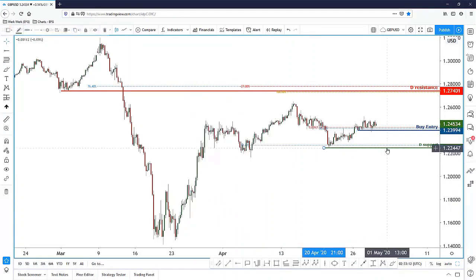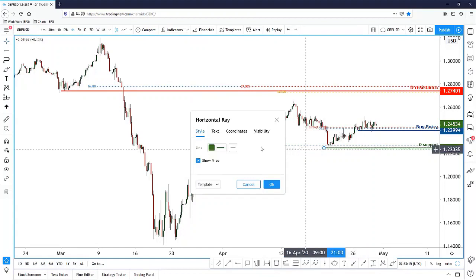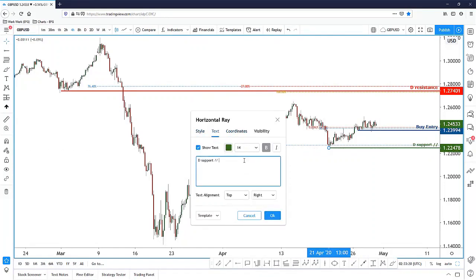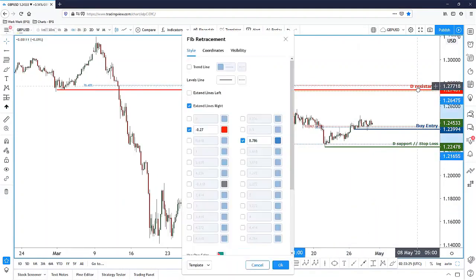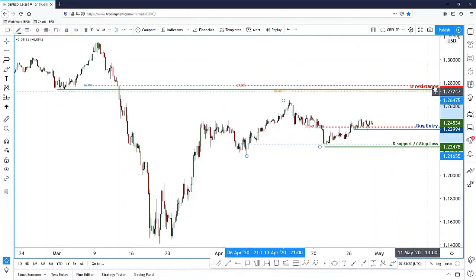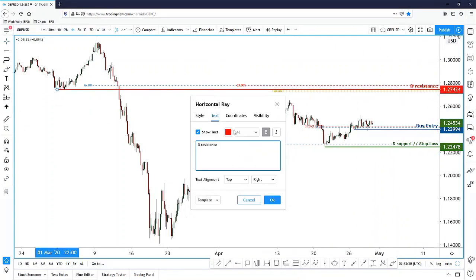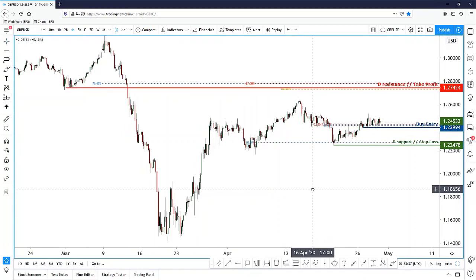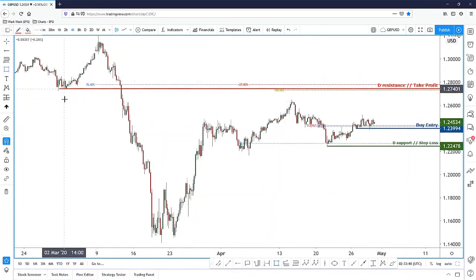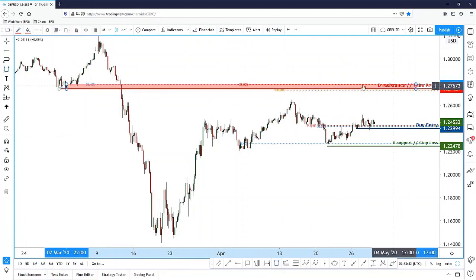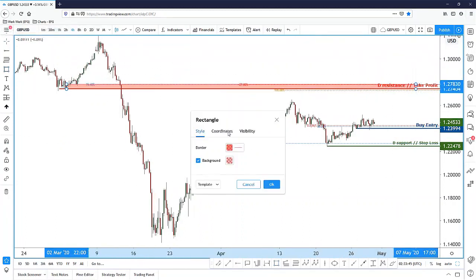Okay, and this daily support can fall in line as our stop loss. Okay, and the daily resistance will definitely be our take profit. So remember, the daily resistance is really a small zone. Let me just highlight it so it's easier to see.